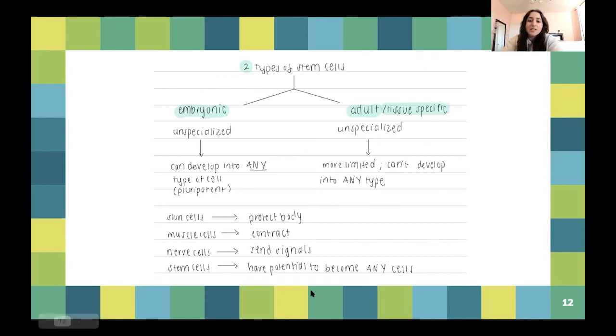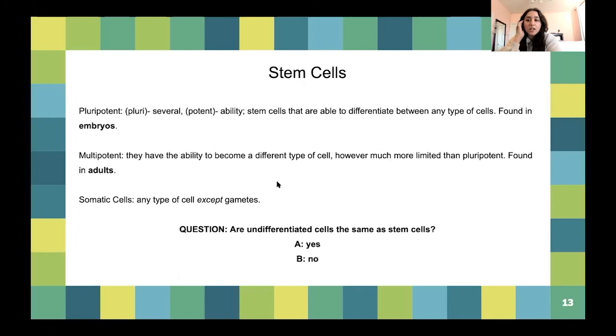And then here I have written down some different cells and what they do. Our skin cells protect our body, muscle cells contract, nerve cells send signals, and stem cells have the potential to become any type of cell. So again, talking a little more about stem cells, pluripotent stem cells are only found in embryos, whereas multipotent are found in adults. And somatic cells are body cells, diploid body cells. Somatic cells refer to any type of cell except for gametes, so except egg cells and sperm cells. Those are haploid. Somatic cells are diploid.